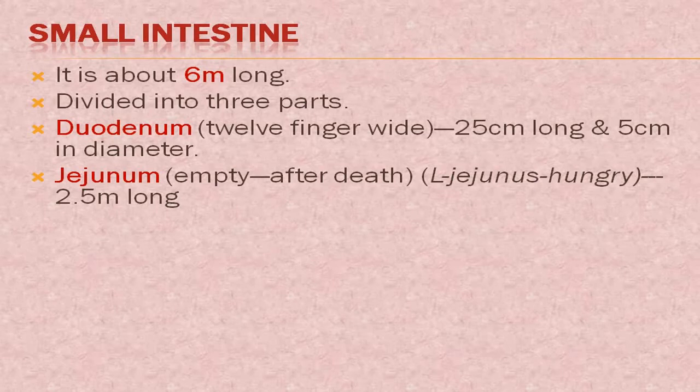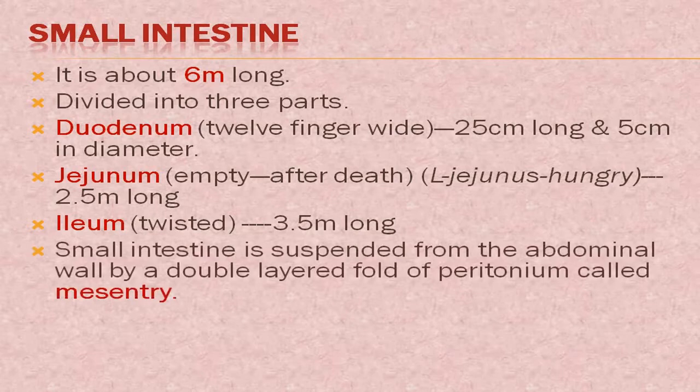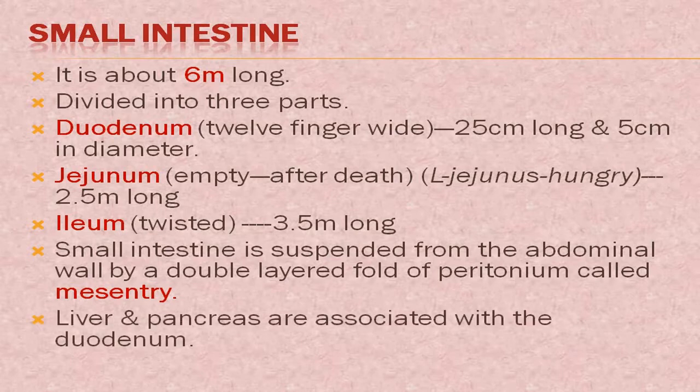Jejunum means empty because after that jejunum is empty. Jejunum is from a Latin word jejunus, means hungry. It is 2.5 meter long. Third part is ileum. Ileum means twisted. It is 3.5 meter long. Small intestine is suspended from the abdominal wall by a double-layered fold, that is a fold of peritoneum called mesentery. Liver and pancreas are associated with the duodenum.